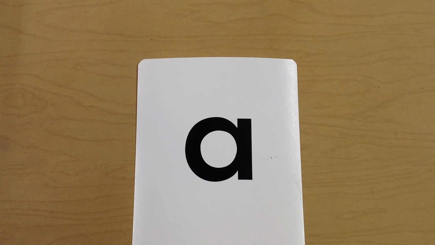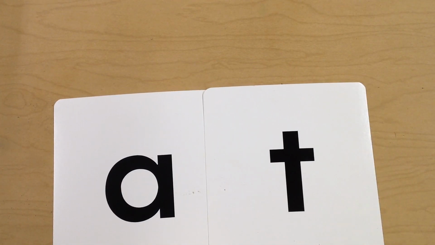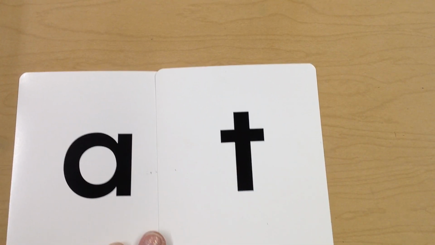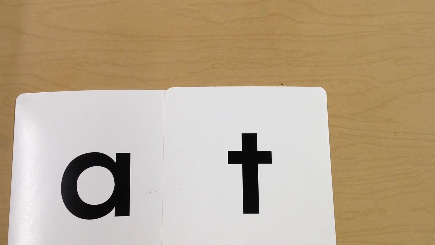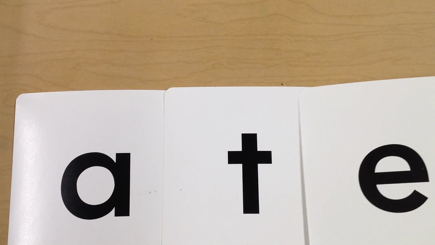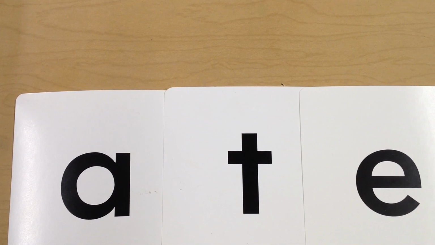So this week, the word family we're working on is -ate. And to make that word family, we do need a T. That makes this word at. But to make the A make the long sound, we have to add another vowel. It's the E. But the E is going to be silent or quiet.